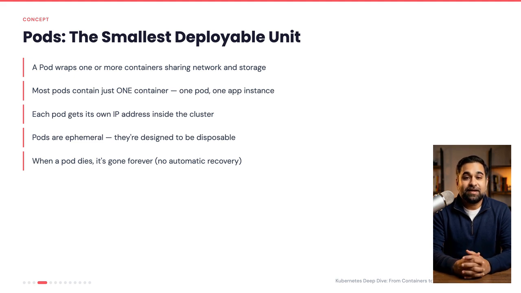Labels and selectors. The name tag system. Here's something that confused me when I was learning Kubernetes. How does a deployment know which pods belong to it? The answer is labels and selectors. Think back to our restaurant analogy.